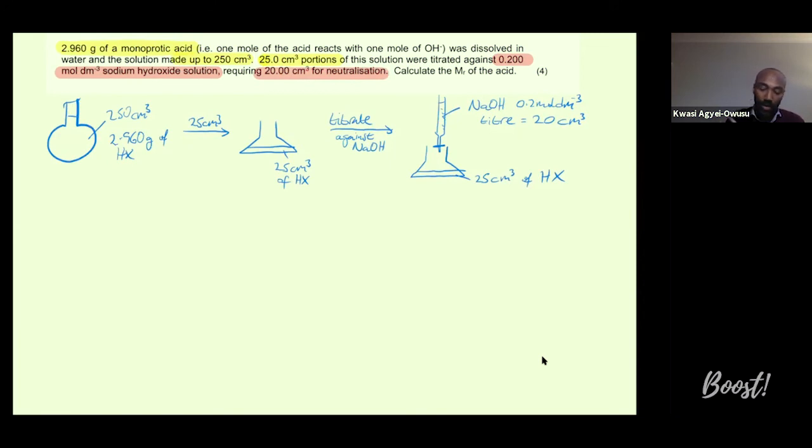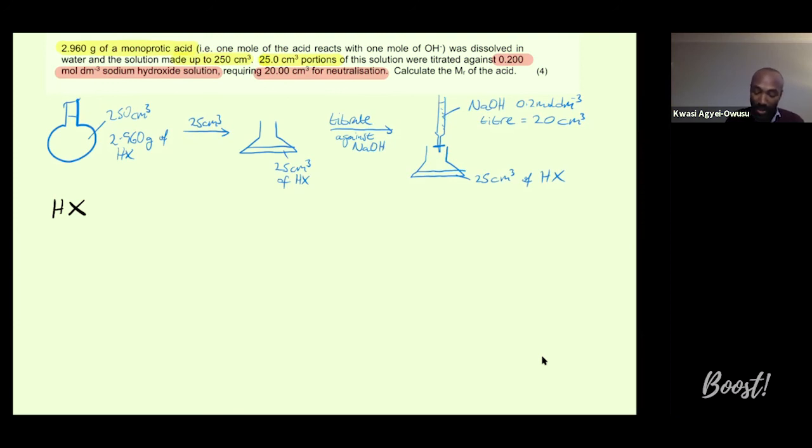Now, we need to write out an equation. We don't know the formula of this acid, but because it's a monoprotic acid, we can use HX as a generic formula for it. So imagine Cl being X, so it'd be HCl.